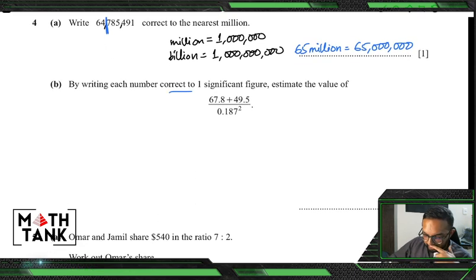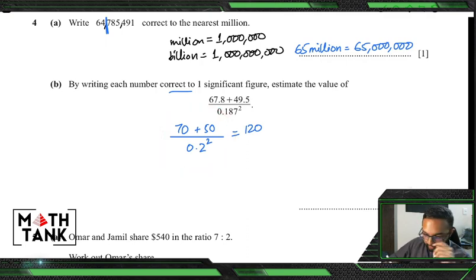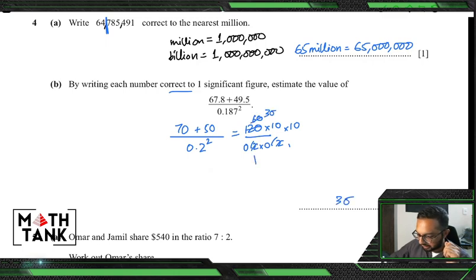Then it says by writing each number correct to one significant figure. So I get 70 plus 50. Now I'm doing these directly because that's how you're supposed to do on the exam. You're not supposed to show me all the calculations. It's just this first step that's going to get your marks for the method, because there are 2 marks and then 1 mark for the answer. So that becomes 70 plus 50 is 120, and this becomes 0.2 into 0.2, 2 decimal places. So 10 into 10. So 2 times 1, 2 times 60, 2 times 1, 2 times 30. So I get 3000.